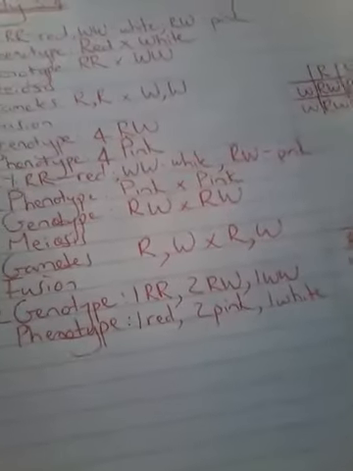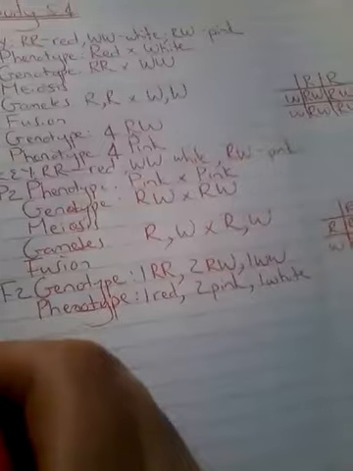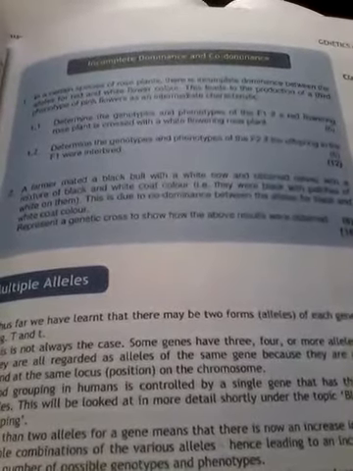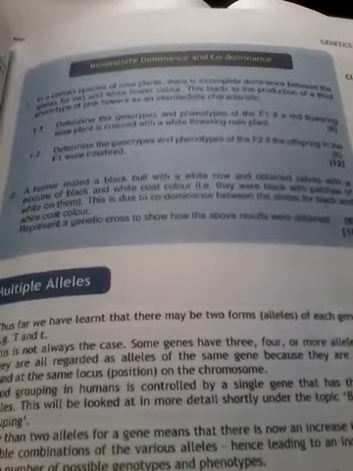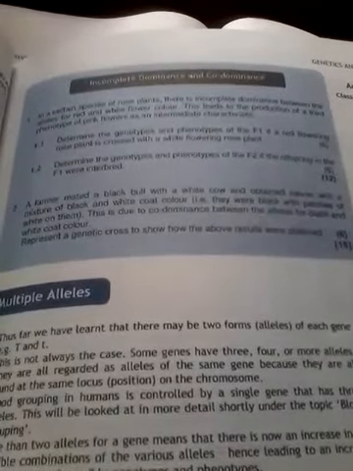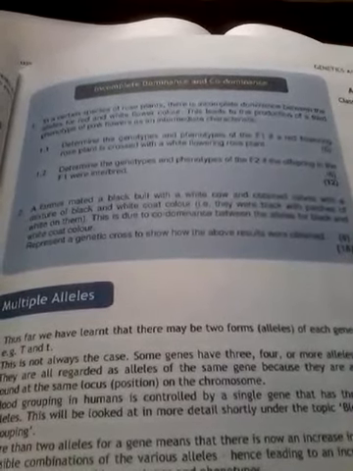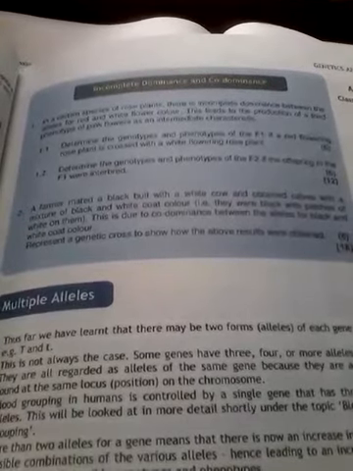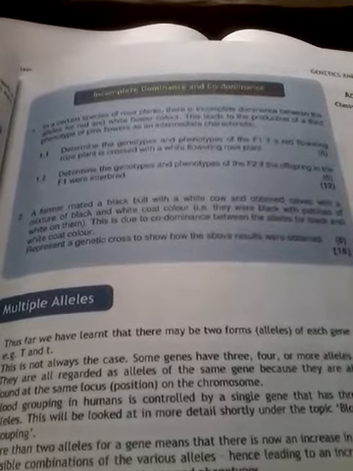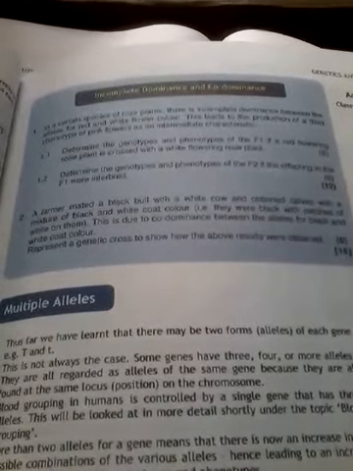Right. Okay, last sum of the day. A farmer mated a black bull with a white cow and obtained calves with a mixture of black and white coat color. In other words, they were black with patches of white on them. This is due to codominance between the alleles for black and white coat color. Represent a genetic cross to show how the above results were obtained.